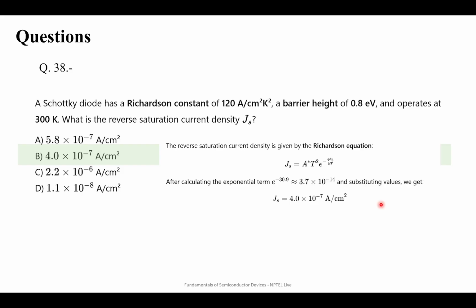This value might not be right here, but if you calculate this, you will get around 4 into 10 to the power minus 7, 4 to 4.5 depending on how, since it's a very high value. Even if you take 25.9 millivolts or 26 millivolts, that will also create a huge difference in the first decimal place, but approximately it will be 4 to 4.5 into 10 to the power minus 7 ampere per centimeter square. Don't look at this value, it might be wrong here.